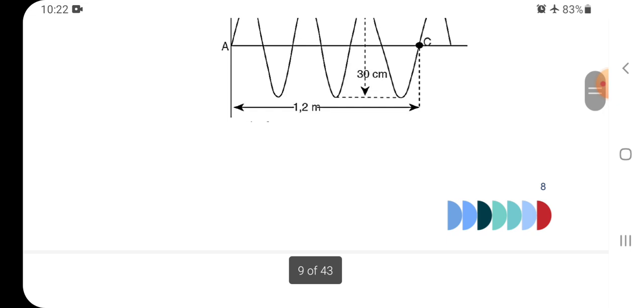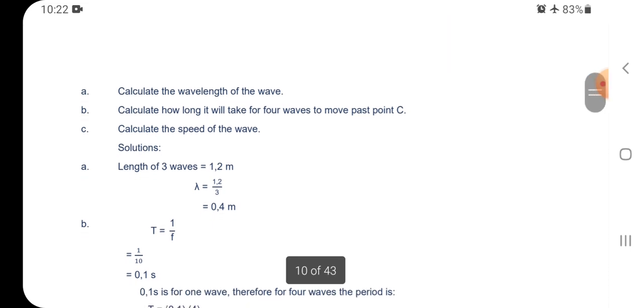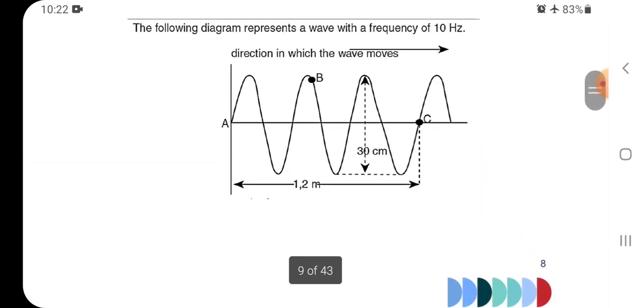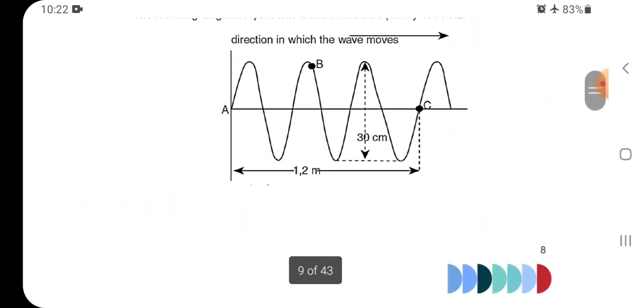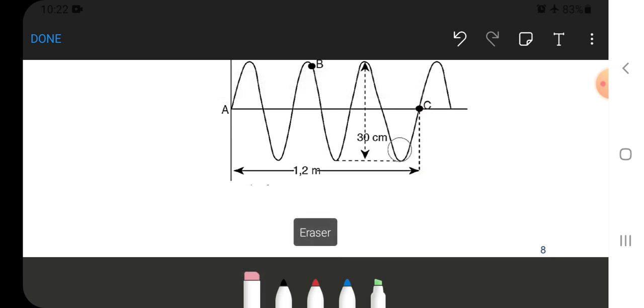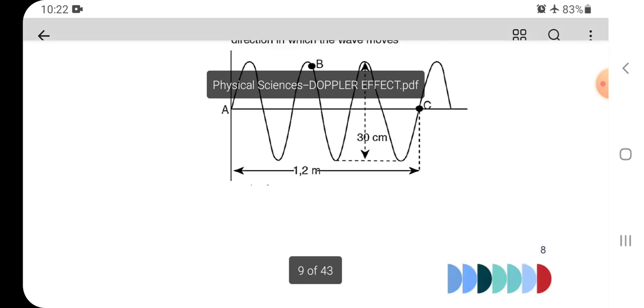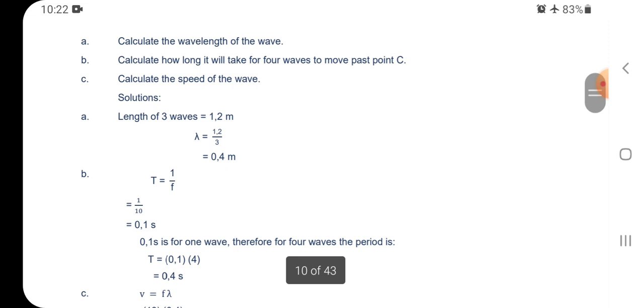You take that 1.2. And then B says calculate how long it will take for the 4 waves to move past point C. So how long it will take, whenever we talk about how long, that is the period, okay. There is point C, as you can see it on the graph. If you cannot see it, this is point C. So how long will it take for this wavelength to pass point C, to move past point C? We're calculating period, okay.